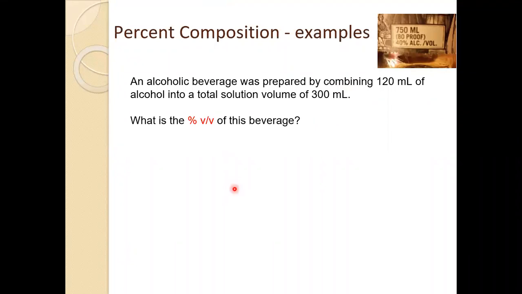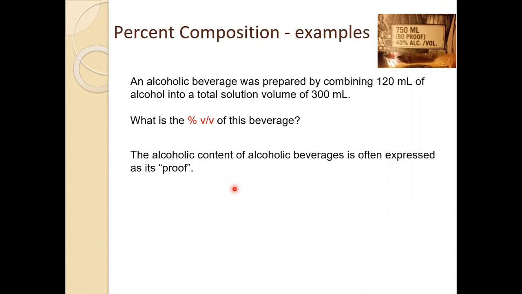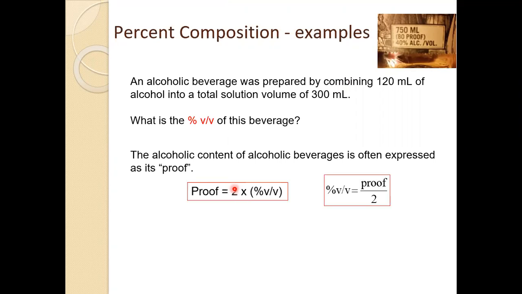For alcoholic beverages, though, it's also common to express the percent volume, not necessarily with that number, but also with what's called its proof. This comes from a historical definition of how a producer of alcoholic beverages would prove how much alcohol was in their particular product. So the proof of an alcoholic beverage is simply equal to 2 times its percent volume number, or likewise, a percent volume number is equal to the proof divided by 2.